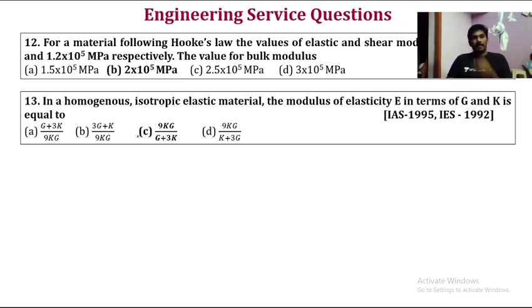Next question. For a material following Hooke's law, the values of elastic and shear modulus are 3 × 10^5 megapascal and 1.2 × 10^5 megapascal. What is the value of bulk modulus? You know the elastic and shear modulus, and the same equation, E is equal to 9KG by (3K plus G). So you know Young's modulus and shear modulus, you can find the K value. You can cross multiply.